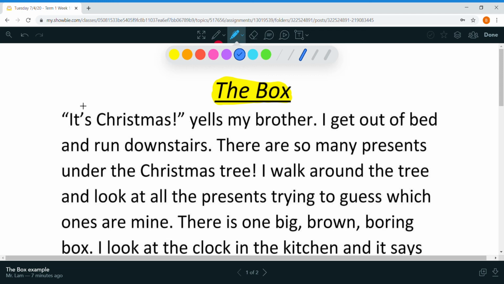Those are okay, but it doesn't hook the reader. So what I did was I started off with someone saying something. I started off with an action. I said, "It's Christmas," and straight away when I say something like that, it hooks the reader. It makes my story really interesting.